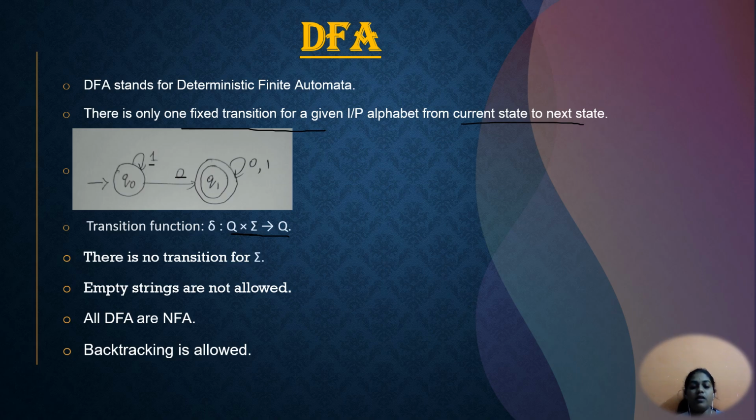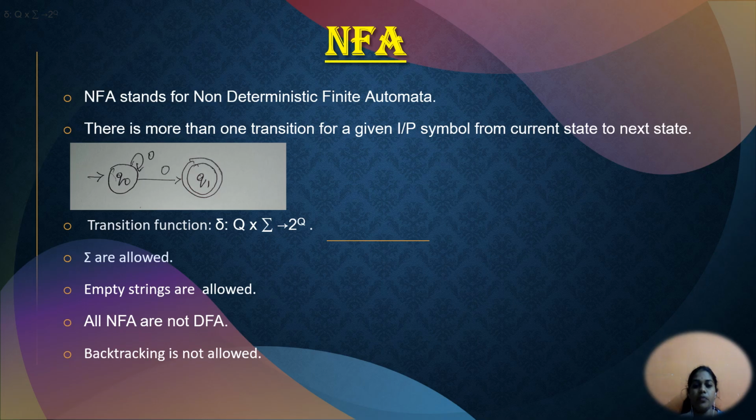Here is an example. Here Q0 and Q1 are the two states and 1 and 0 are the input symbols. Q0 on input symbol 1 stays in Q0, and Q0 on 0 goes to Q1, where the DFA should have only one transition per input symbol. The transition function for DFA is written as Q x Σ goes to Q. There is no transition for epsilon. Empty strings are not allowed. All DFA are NFA. Backtracking is allowed.